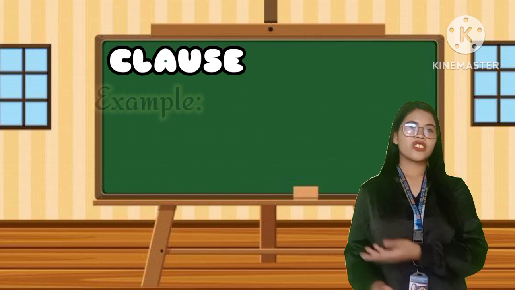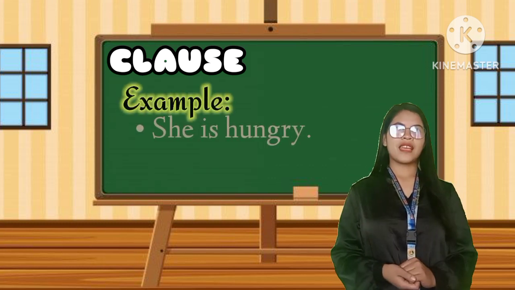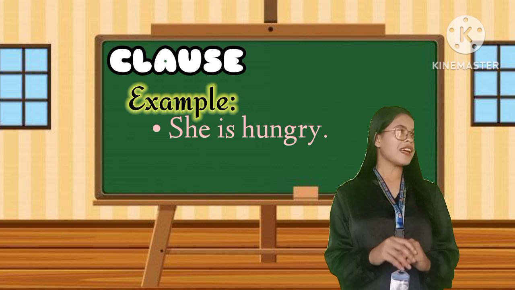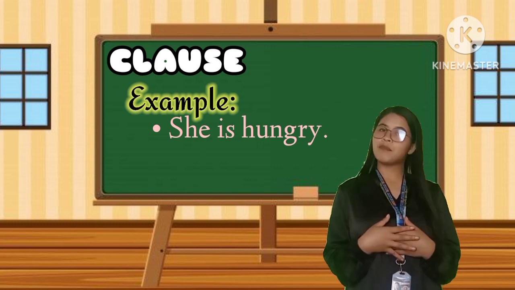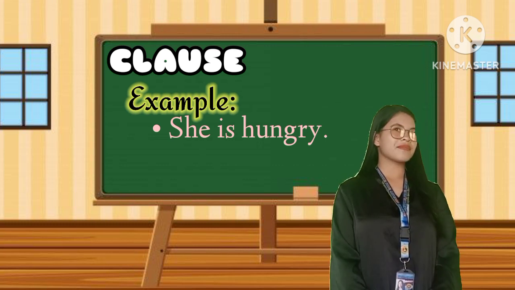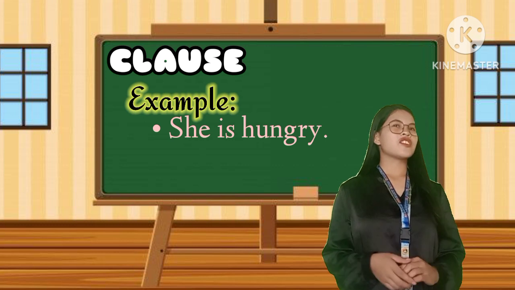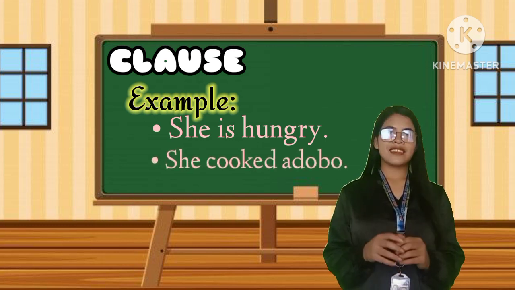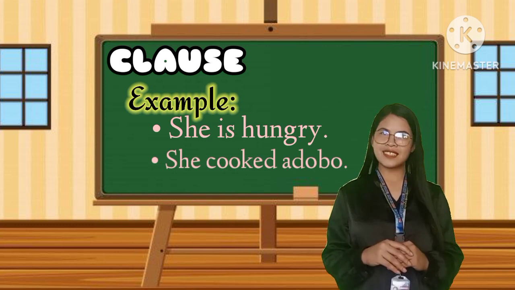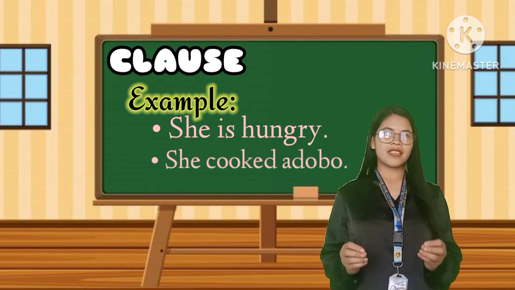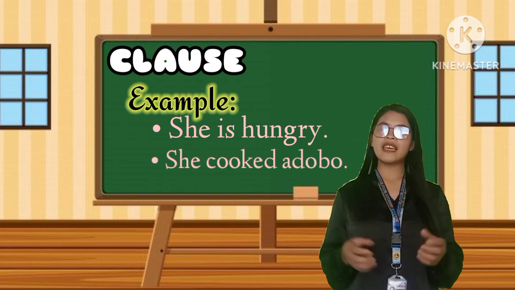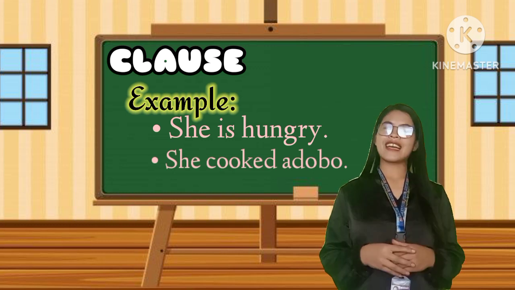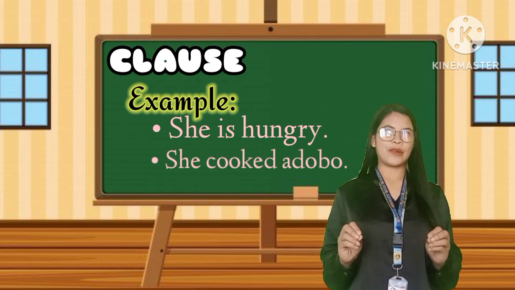Let me give you an example. The example is, she is hungry. So for now, Sheila, can you give me an example of an independent clause? Yes, you said she cooked adobo. Very good example, Sheila. That is right. That is one example of an independent clause because clearly, she cooked adobo can stand alone on its own.